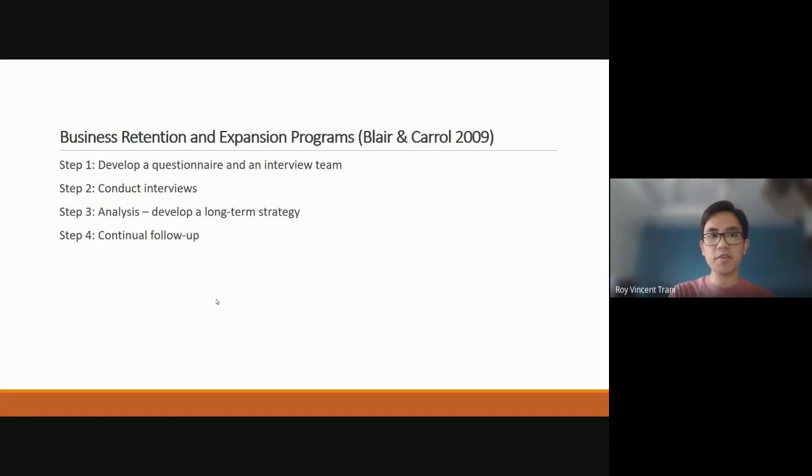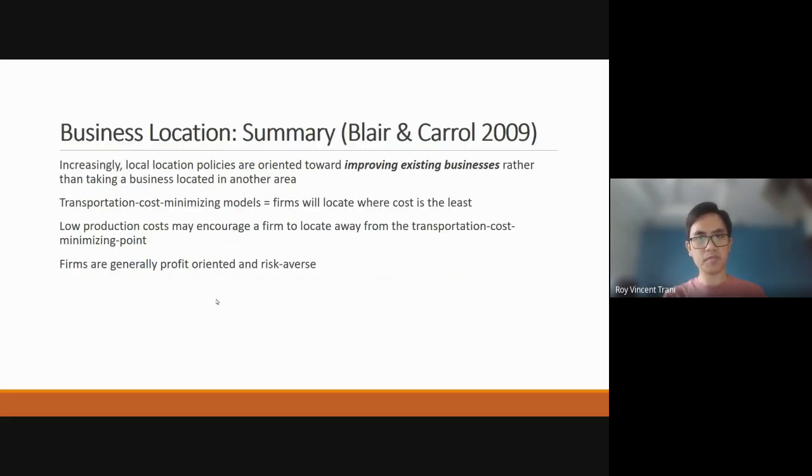And then in terms of creating business retention and expansion programs, Blair and Carroll suggest to create a questionnaire to interview the team, conduct interviews of the target market, analyze and develop long-term strategies, and follow up with monitoring and evaluation programs, just to make sure that the business is still on the right track. So in summary, for business location, local policies should be oriented toward improving existing businesses, rather than taking businesses from another area.